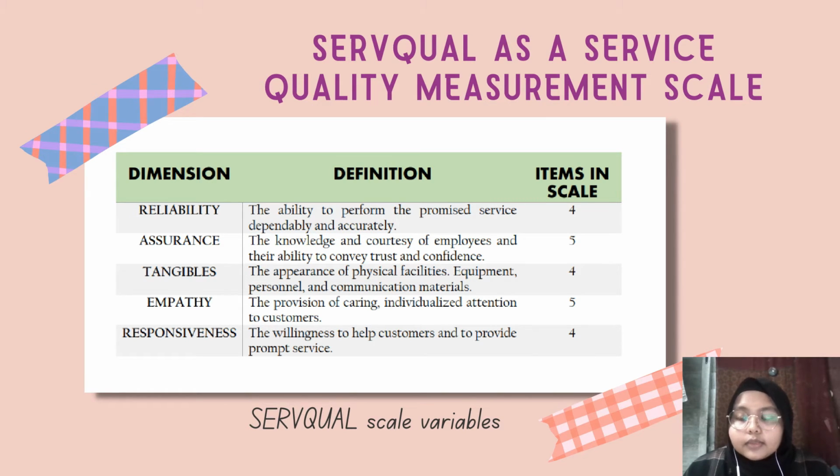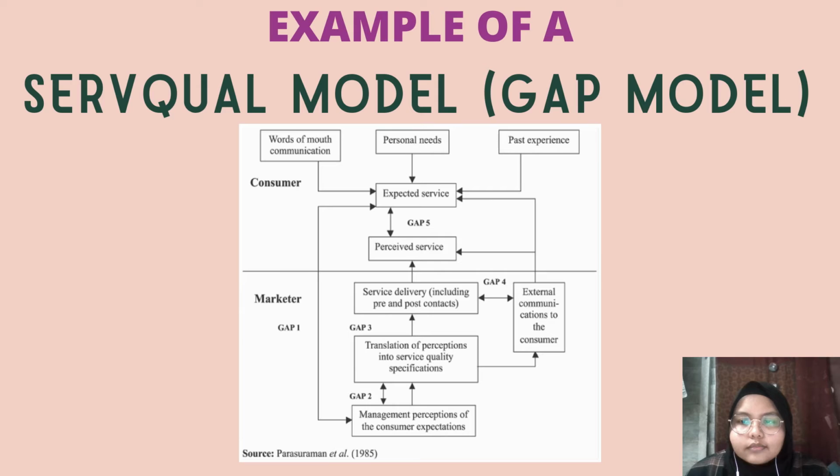As for the number of items in the scales, there are 4 items in reliability, 5 items in assurance, 4 items in tangibles, 5 items in empathy, and 4 items in responsiveness. And this is an example of a Servqual model or a gap model. It is called a gap model because of the gaps here, here, and here, which are gaps between expectation and perception of consumers. And this is for marketers.